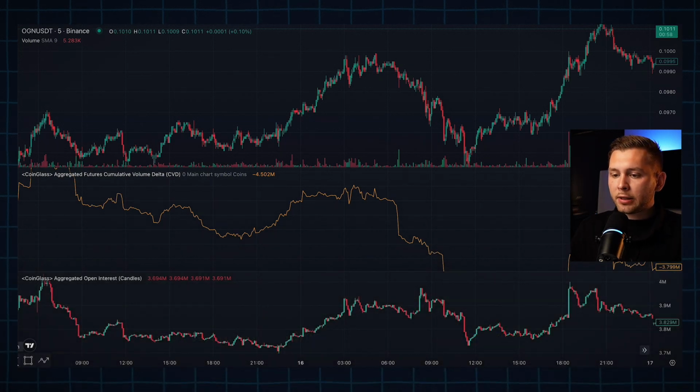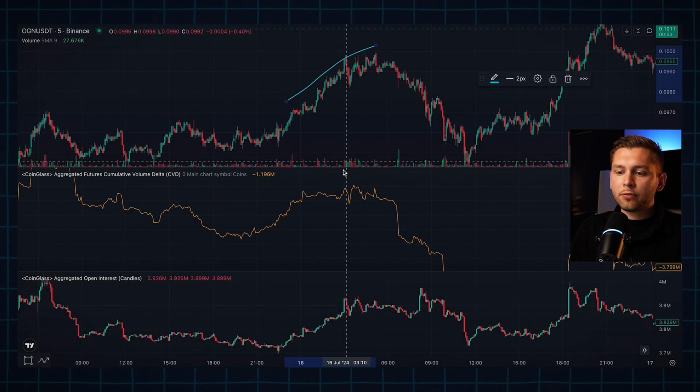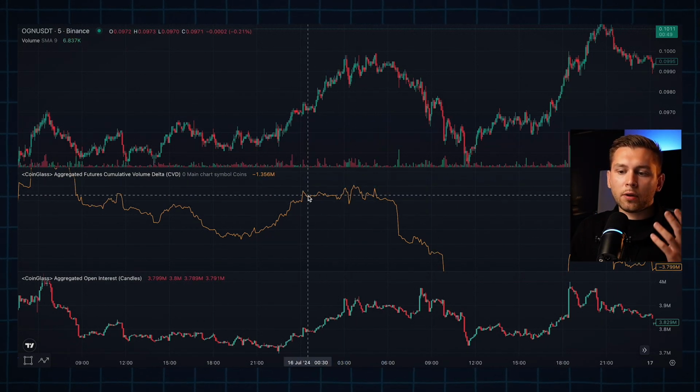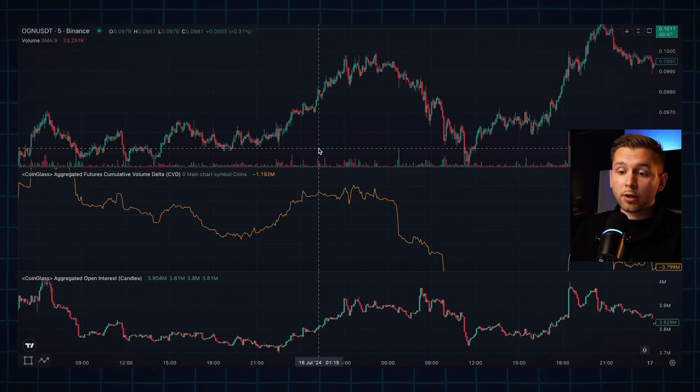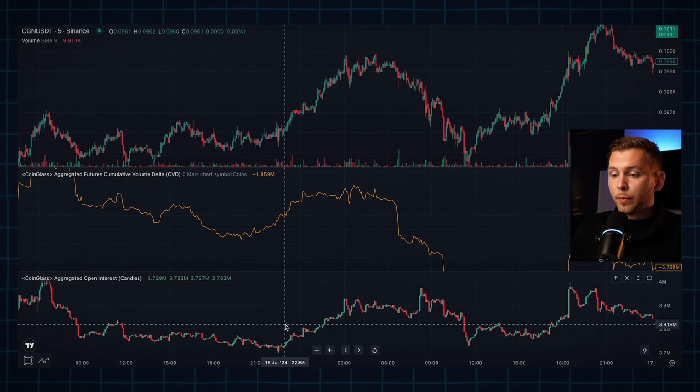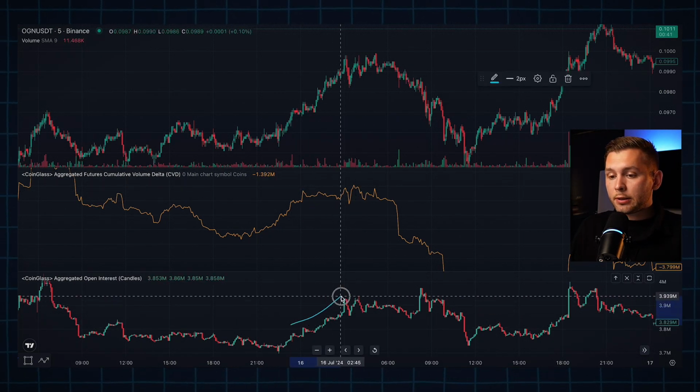For example, on the same chart, in this situation the price rises, but the CVD decreases. This is a signal that there is a likelihood of a trend change, because aggressive buyers have disappeared. Open interest indicates that new positions were opened during this rise.